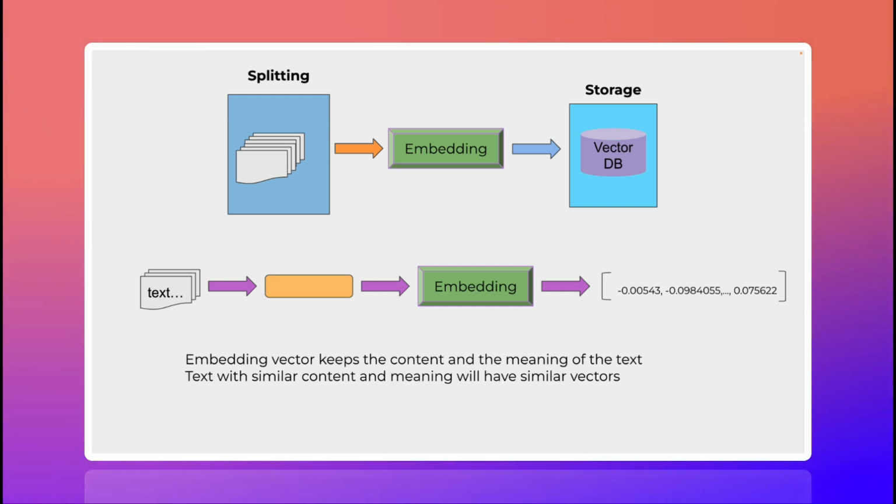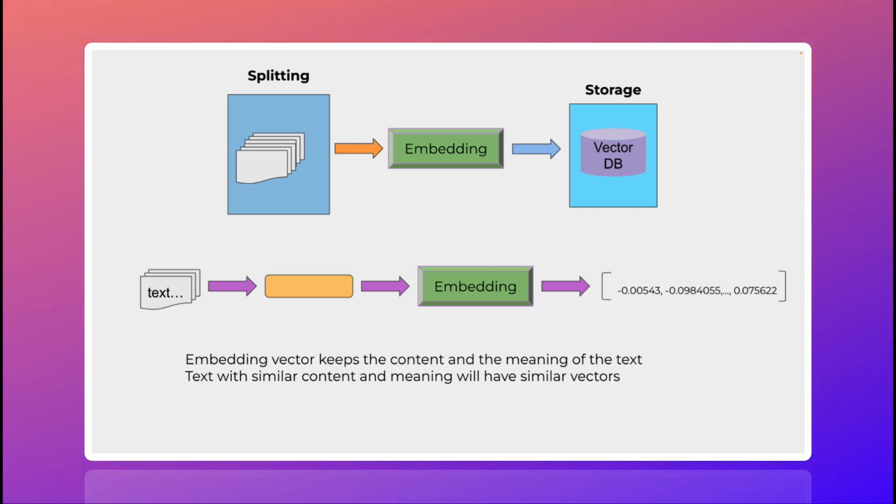And the idea is that text with similar content and meaning will have similar vectors. And that's what we've discussed, and we now know that's the whole idea. Anything that is similar in content and meaning will have similar vectors.